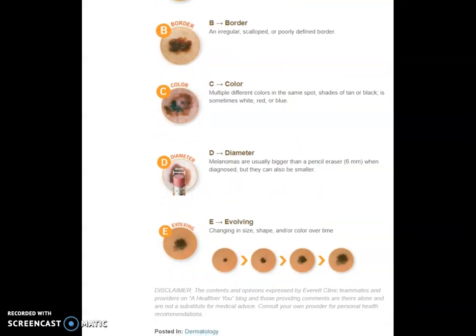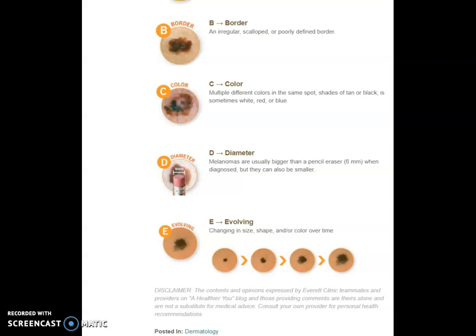The diameter, of course, is important. Melanomas are usually bigger than a pencil eraser, so about 6 millimeters when they're diagnosed, but they can also be smaller. They can be very tiny. And the last one is evolving, or evolution. A melanoma will often change in size, shape, or color over time, sometimes within the same day. You'll see a small spot that got bigger. Now it's getting more erratic margins and things are starting to look abnormal. That can happen in the course of a week or so, sometimes less, sometimes more.